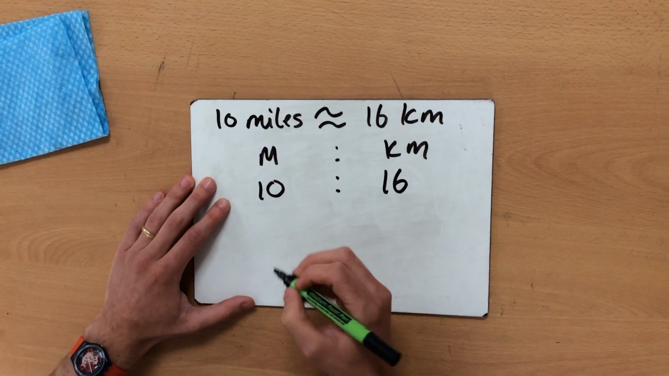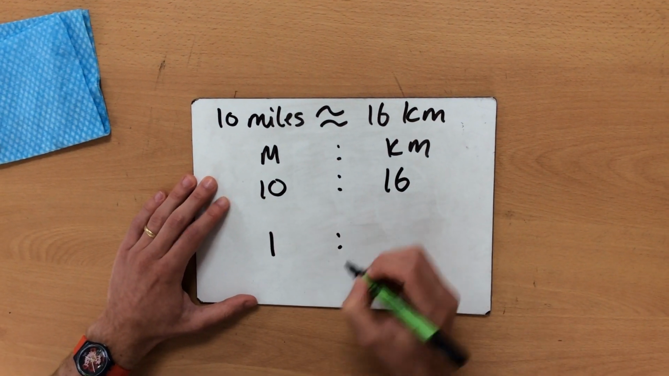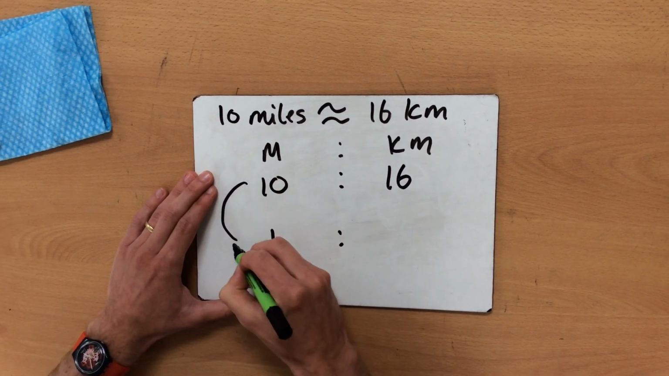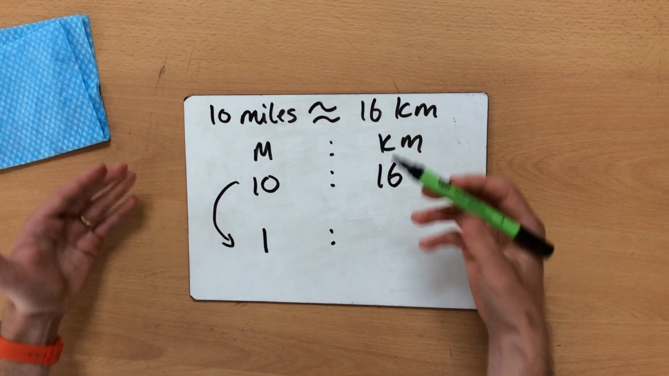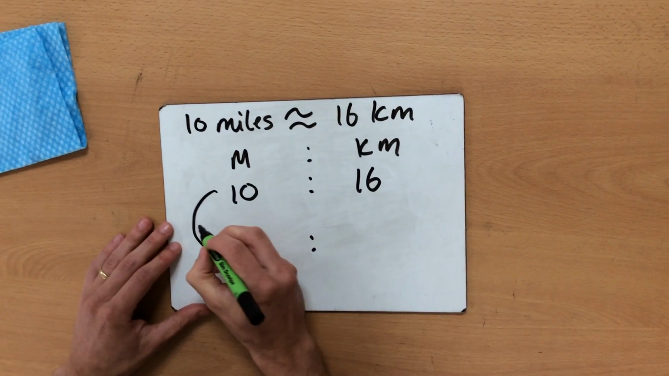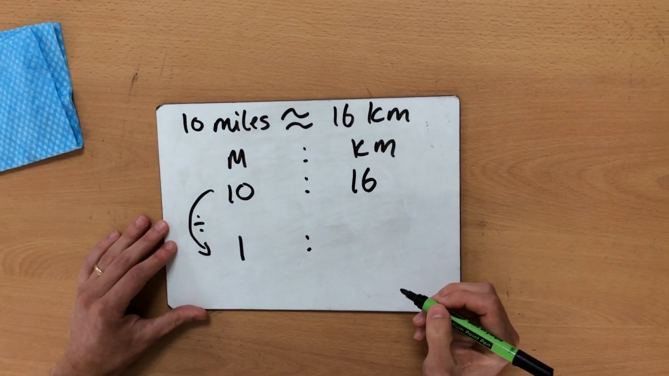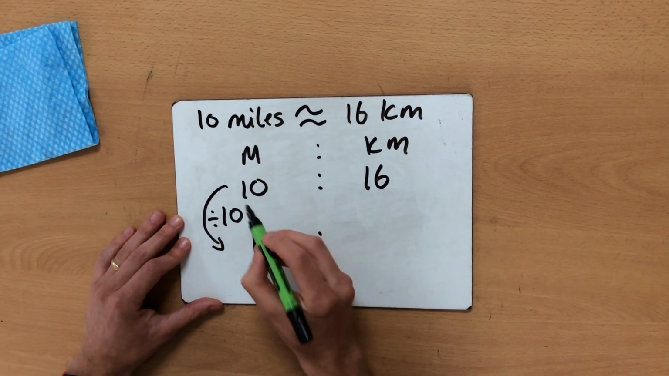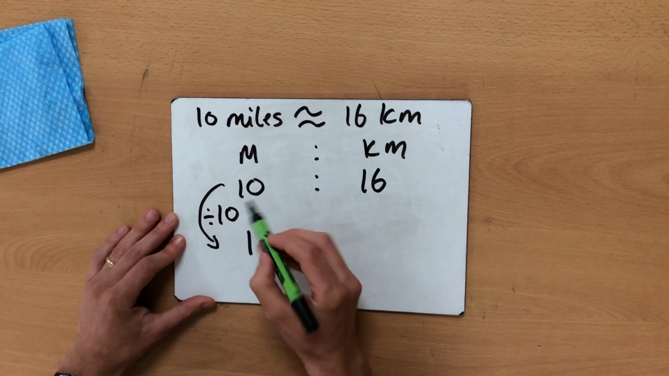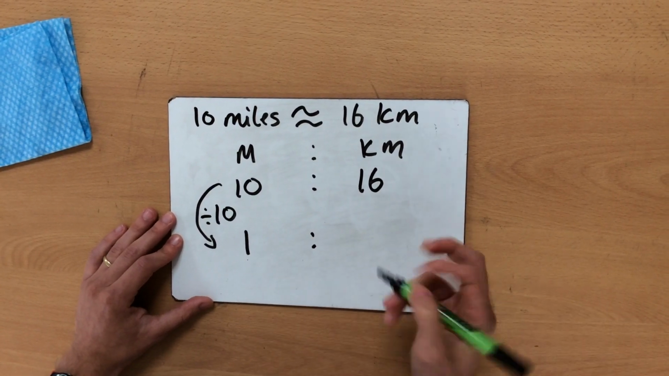But I want to know what 1 mile is. So how do I go from 10 to 1? Now in the previous calculations we were multiplying. This time I'm working my way down and reducing this. I'm actually going to be dividing. 10 divided by what is 1? That's 10 divided by 10. 10 divided by 10 is 1. Actually, any number divided by itself will always be 1.